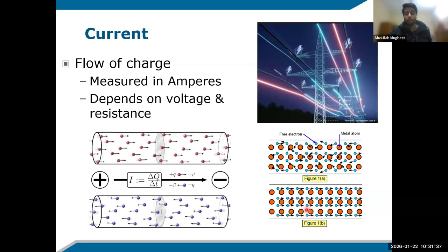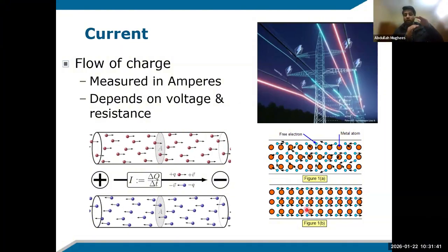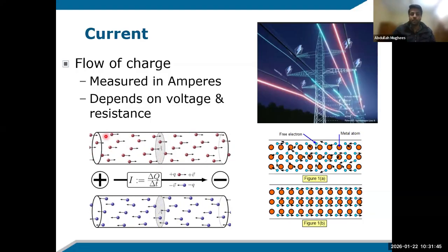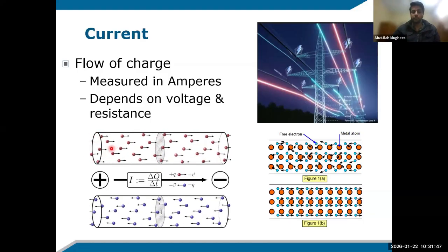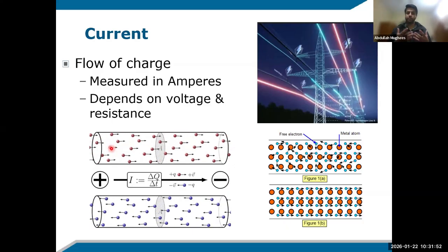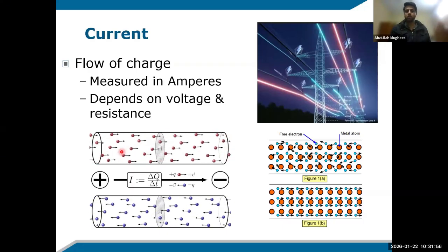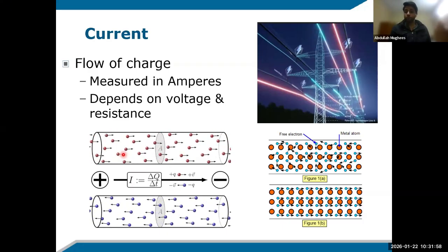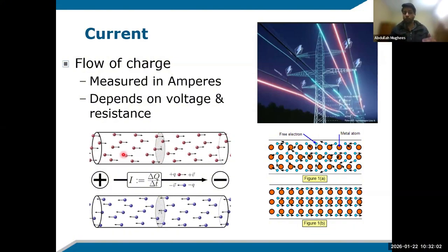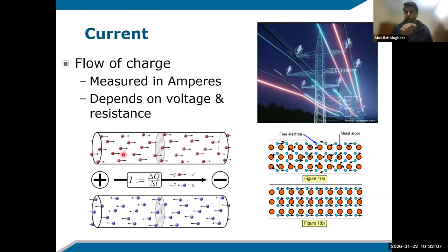Applying this voltage made all of these electrons arrange in a certain direction and start moving. This horizontal cylinder represents a wire, and all these small red dots represent the flow of charges. They are all flowing from left to right. So there is current in this wire.